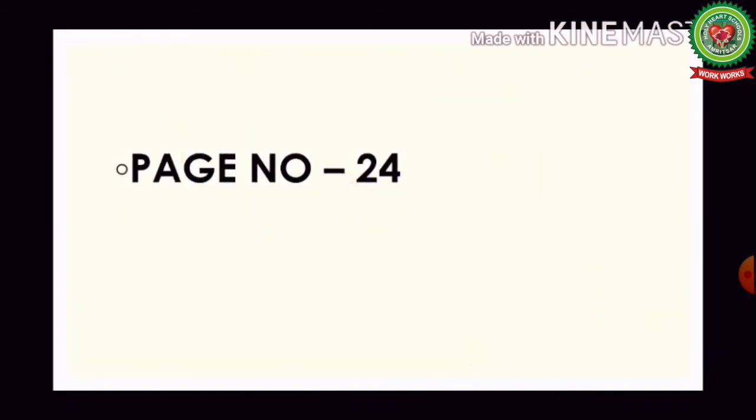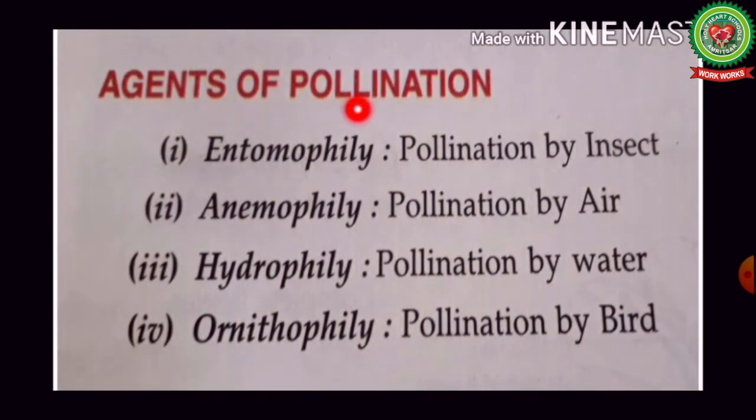Now student, come to the page number 24. Agents of pollination. First is entomophily, pollination by insect. Anemophily, pollination by air. Hydrophily, pollination by water. Ornithophily, pollination by bird. Now let's discuss agents of pollination in detail.